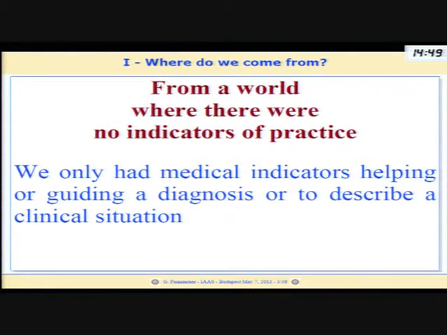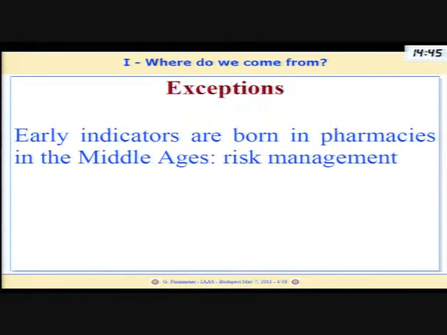Where do we come from? From a world where there were no indicators of practice. We only had indicators to help medical science, diagnosis, and describe clinical situations. There were a few exceptions. One of those was born in pharmacies in the Middle Ages. It was already risk management.